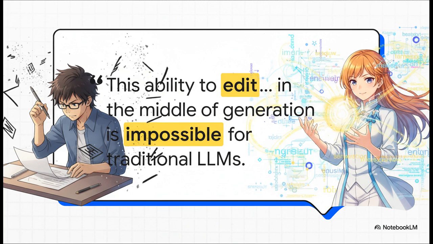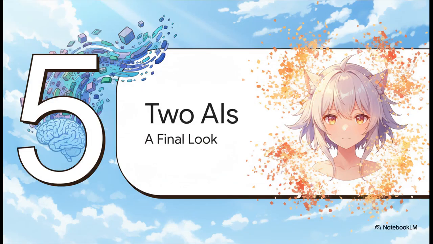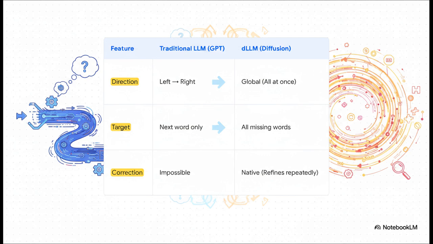A traditional LLM, our writer, simply cannot do that. Once it writes a word, it moves on. It's set in stone. But the dLLM, our restoration expert, is constantly looking at the whole picture, making changes, polishing its work, and refining everything until the entire piece is perfect. So let's just put it all together. When you stick these two approaches side by side, the fundamental differences really just pop right out. It really boils down to three key things.